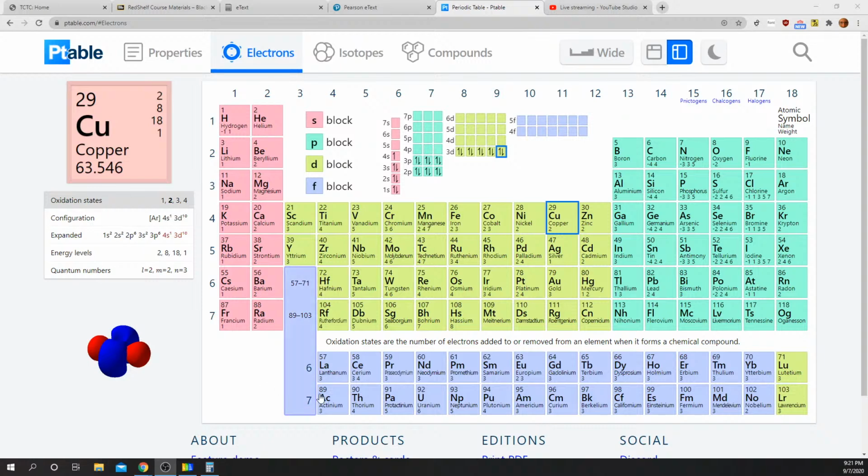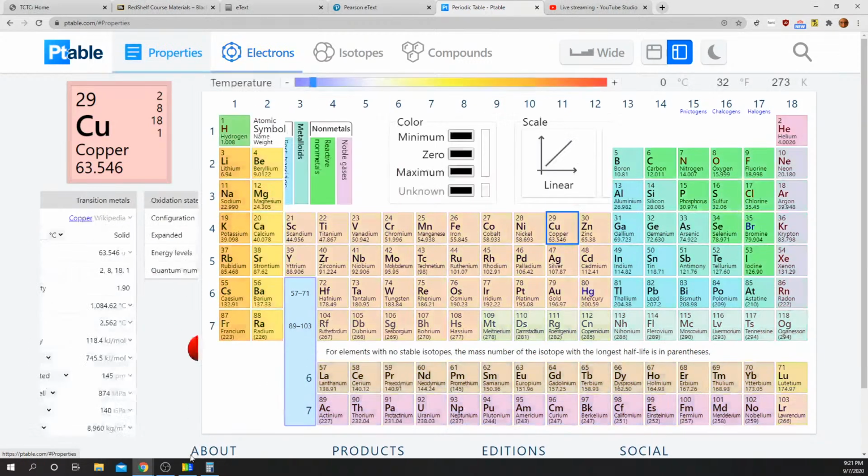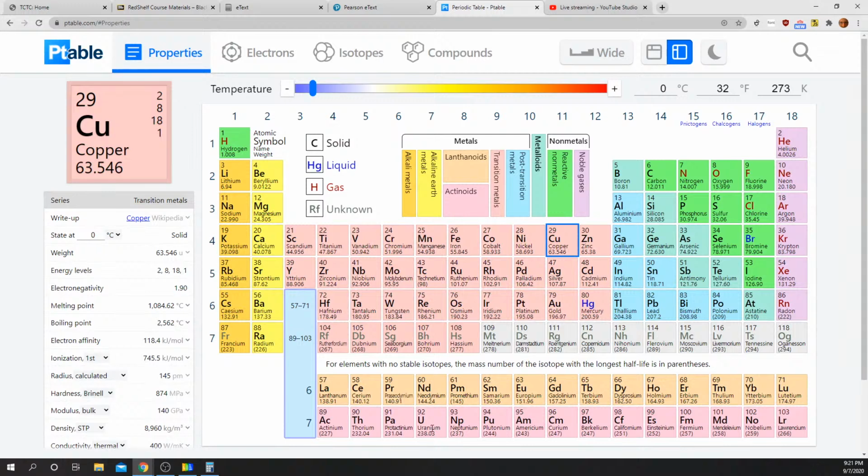Everything up to, I believe it's uranium, exists in nature. Uranium is the heaviest element you can find in nature. Everything after that had to be man-made, so from neptunium all the way through to oganesson. Those are all artificial elements. So are some of the lighter elements like promethium. Technetium is an artificial element. I think that's it. Oh no, francium and radium.